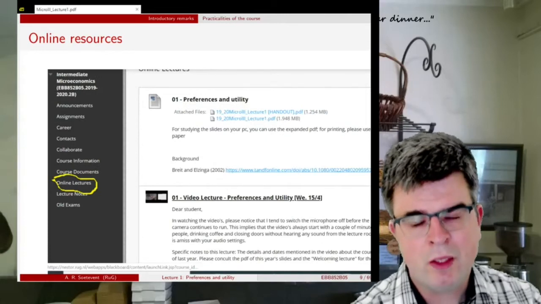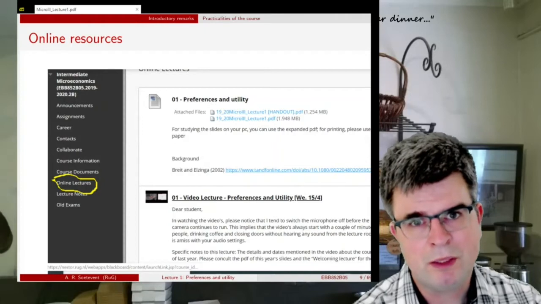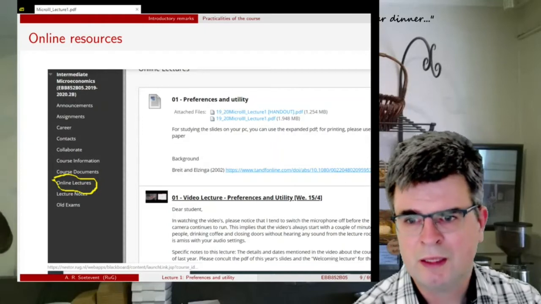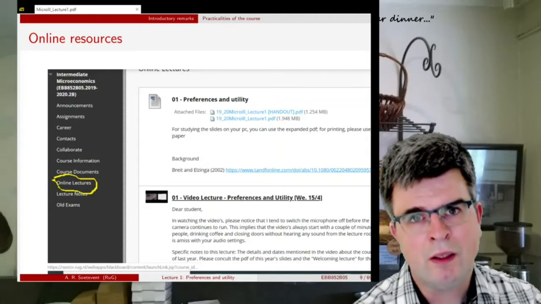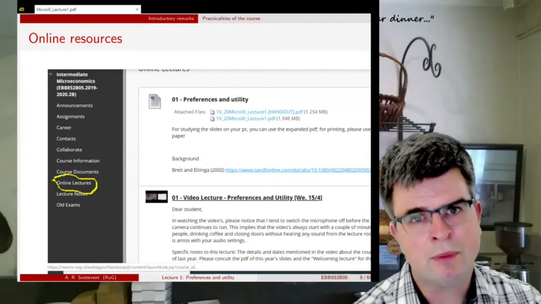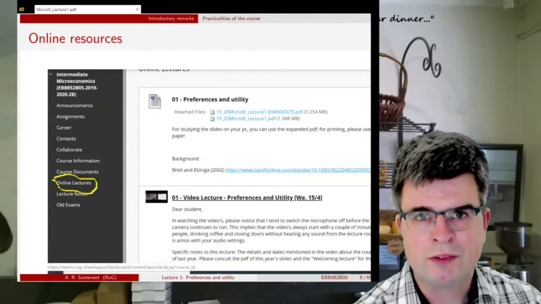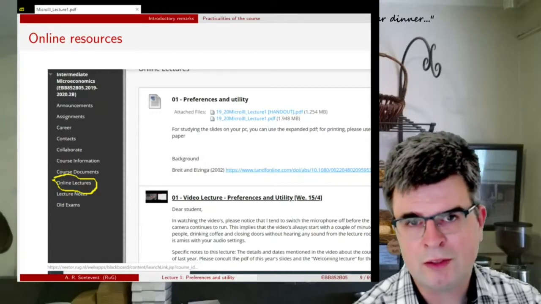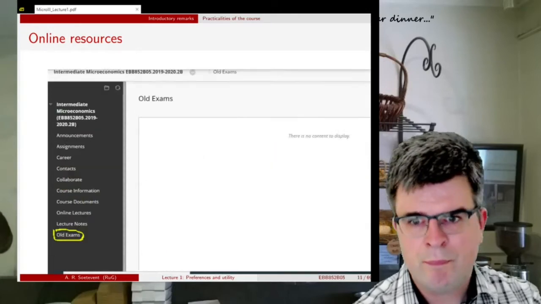Then the online lectures. You are here, so probably you found the position of the online lectures. But the online lectures will be uploaded 1 week in advance in the tab online lectures. And then you find 2 documents. One is a folder with the slides of that lecture, and then the second one is the video.